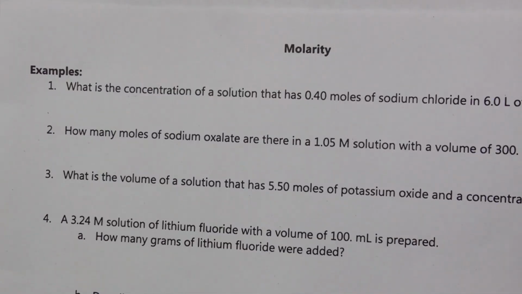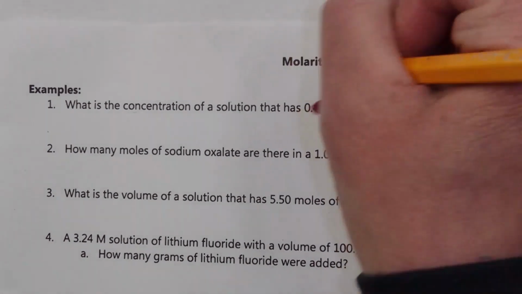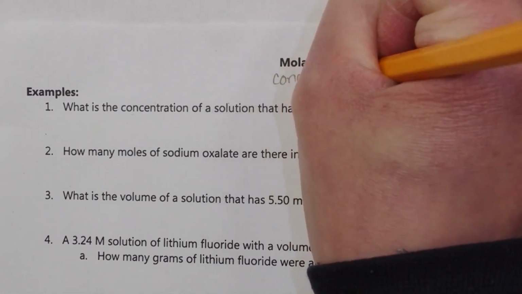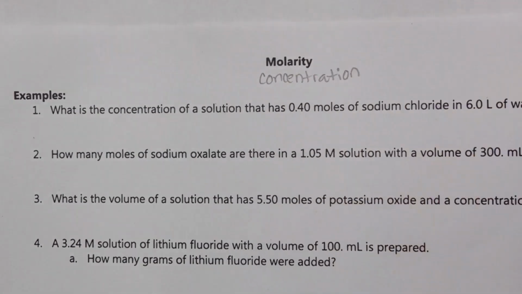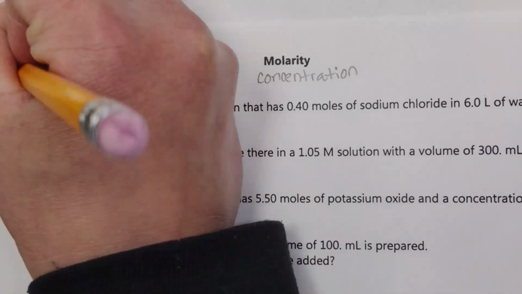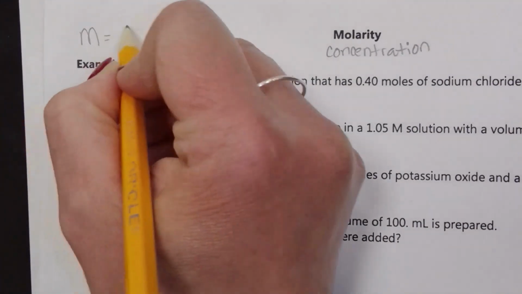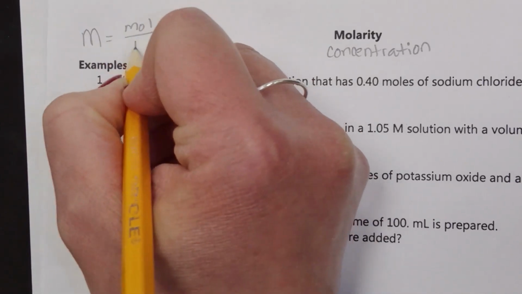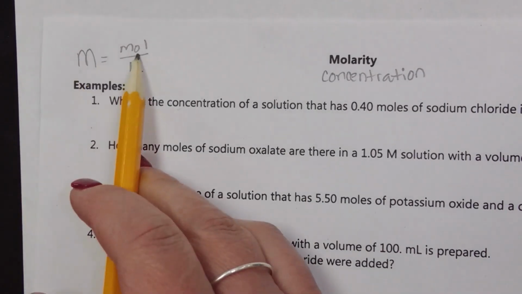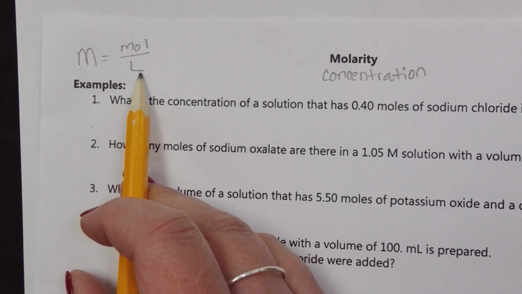So today's lesson is going to be on molarity. Molarity is a big, fancy scientific word for concentration. So when we talk about the concentration of something, that is the molarity. And the molarity, M, big M, is equal to moles over liters, where big M is the molarity or concentration, moles of solute divided by liters of solvent.